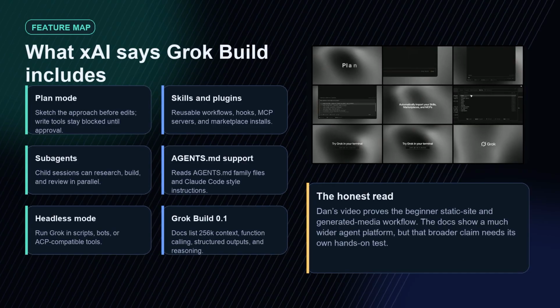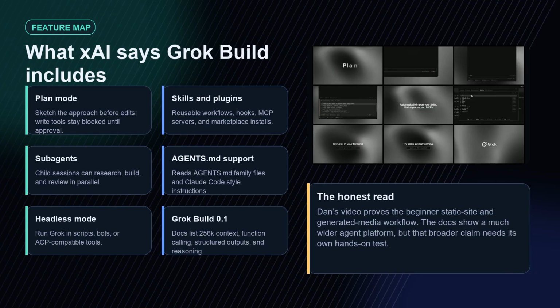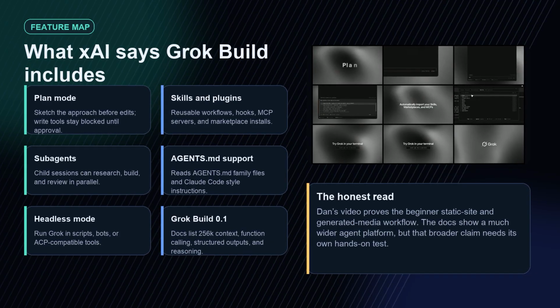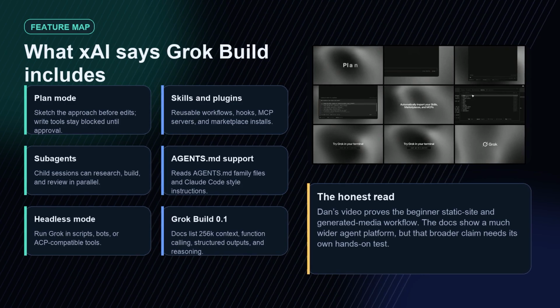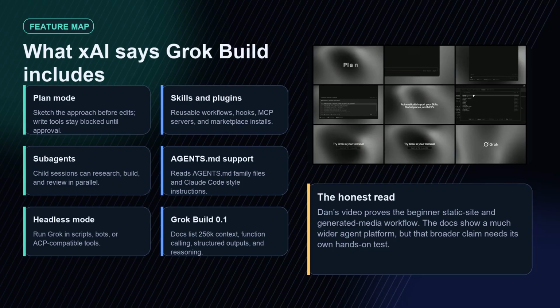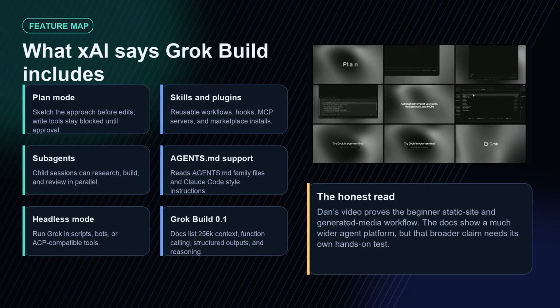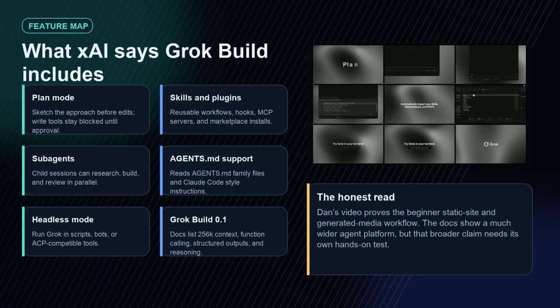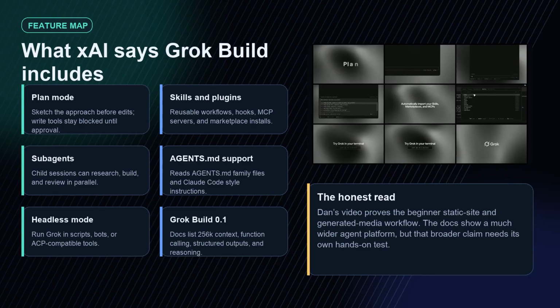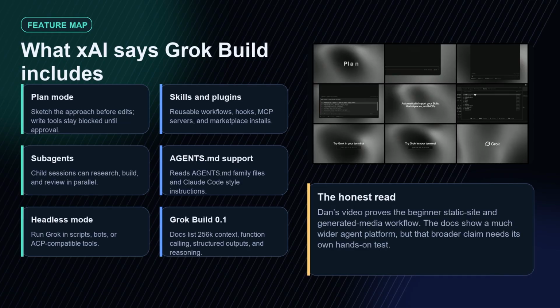Grok Build has plan mode for planning before edits. It has skills, plugins, hooks, MCP servers, and marketplaces. It supports subagents for parallel child sessions. It reads the agents.md instruction file family, and it also advertises Claude Code compatibility. The model page lists Grok Build 0.1 with a 256,000 token context window, function calling, structured outputs, and reasoning. That is the platform claim. Dan's video is the beginner-proof layer on top of it.